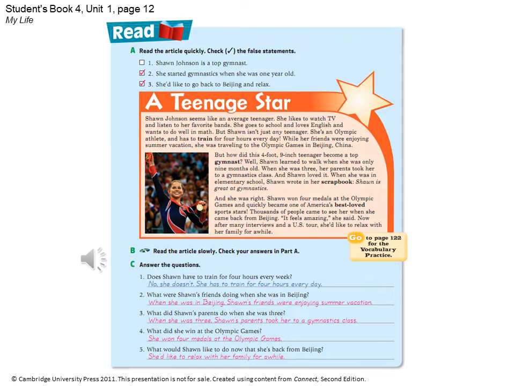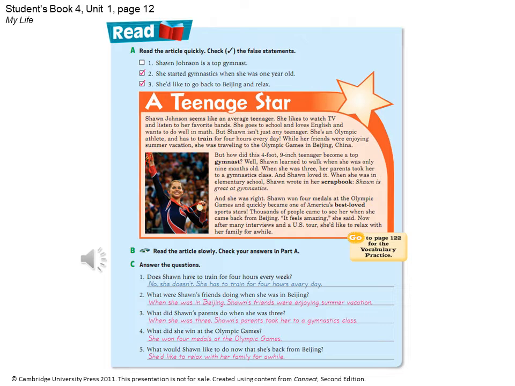Shawn Johnson seems like an average teenager. She likes to watch TV and listen to her favorite bands. She goes to school and loves English and wants to do well in math. But Shawn isn't just any teenager. She's an Olympic athlete and has to train for 4 hours every day. While her friends were enjoying summer vacation, she was traveling to the Olympic Games in Beijing, China. But how did this 4-foot, 9-inch teenager become a top gymnast?